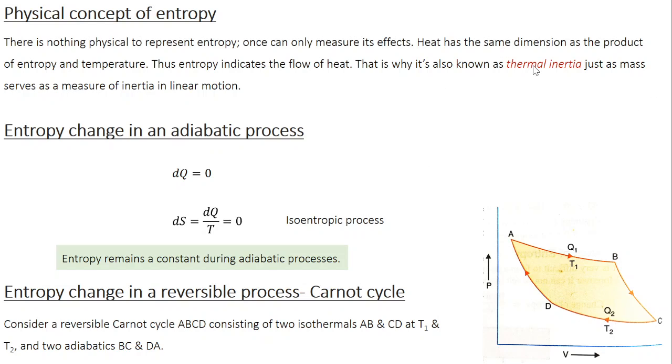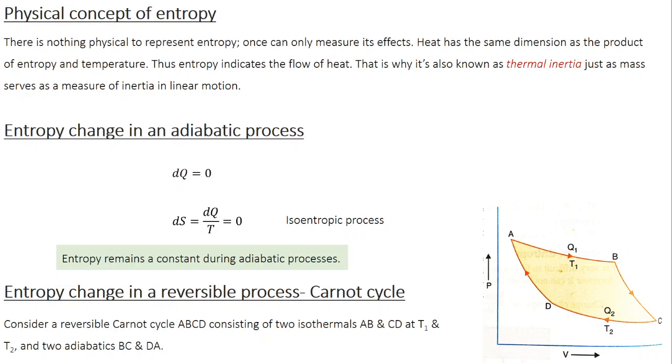Now you can understand the meaning of thermal inertia. If the system has higher entropy, it takes more effort to pass heat energy to the system. That's why we say it acts as a measure of inertia, just like mass acts as a measure of inertia in the case of linear motion.